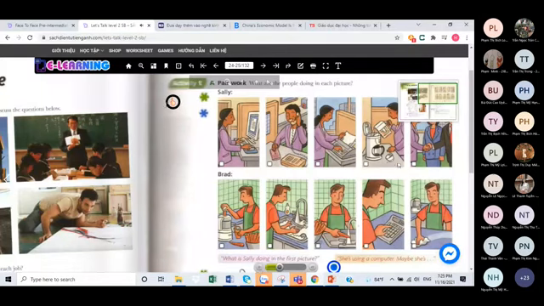So, which picture are they talking about? Coffee. Coffee, picture number 4. Yes or no? Does she have to make coffee? No. So picture number 4, no, right?